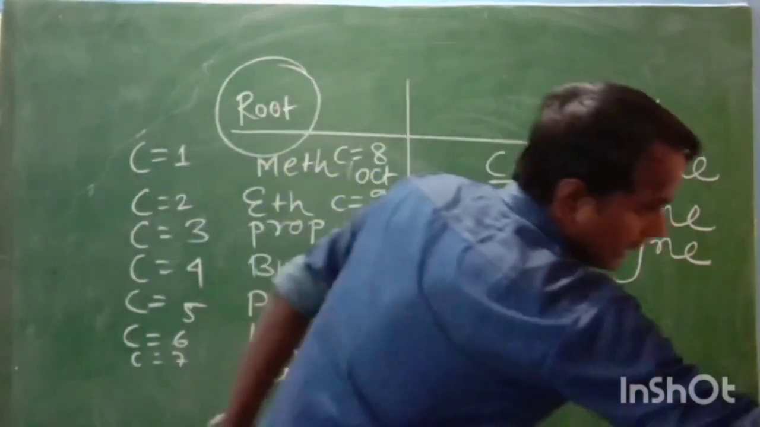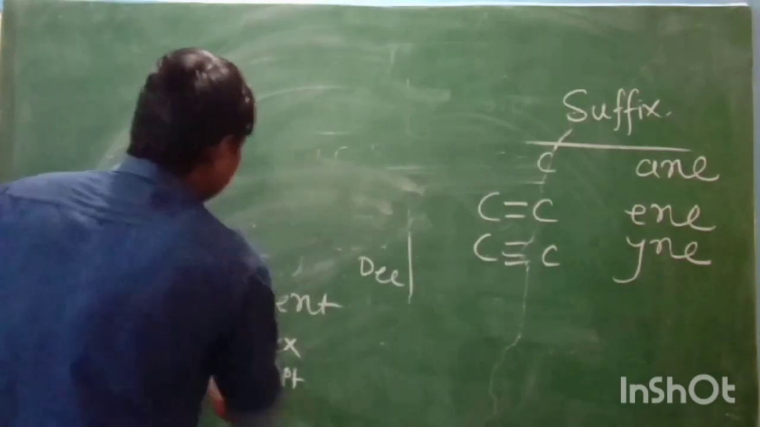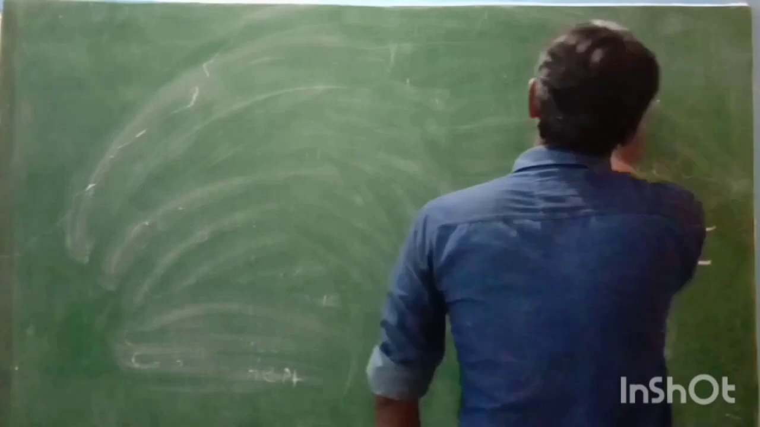Now we write the names of alkane, alkene, and alkyne. How do we write the name of it? Alkane, alkene, and alkyne from these roots and suffixes. Let's start from alkane.